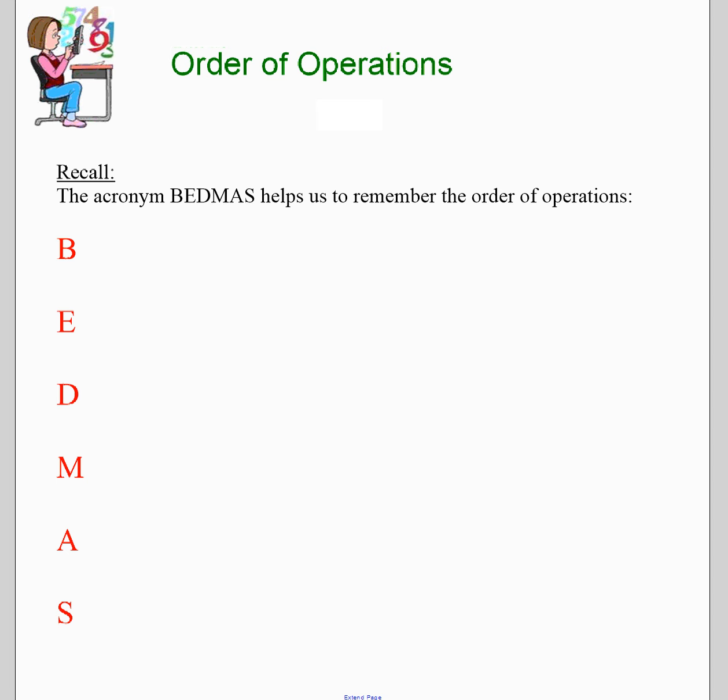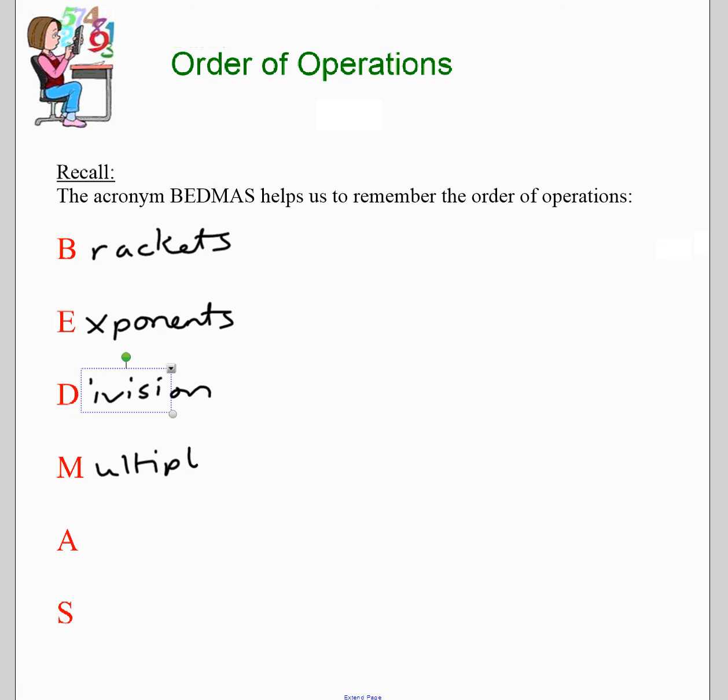So remember, B stands for brackets, and E stands for exponents, and D is division, and M is multiplication. And just a quick reminder that these are equal. You do them in order from left to right. So division, even though it comes first, just comes first because it makes it sound better. "DMAS" maybe doesn't sound as good as BEDMAS. So that's why it comes first, but they are equal.